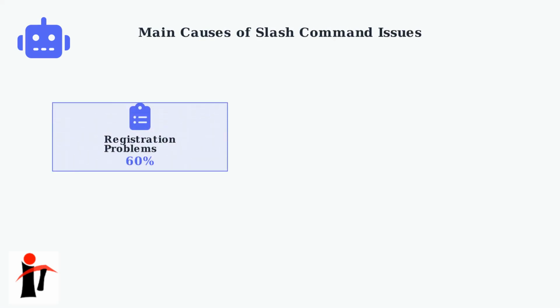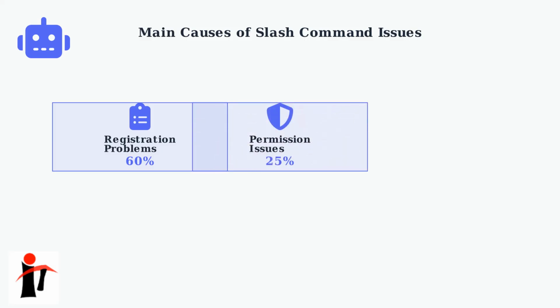Let's break down the three main categories of slash command problems you're likely to encounter. Registration problems account for 60% of slash command issues. These occur when commands aren't properly registered with Discord's API or when there are problems with your application ID or bot token. Permission issues make up 25% of problems. This includes insufficient bot permissions in servers, missing required scopes, or channel-specific permission conflicts. Only 15% of issues are actually code implementation errors, such as improper interaction handling or missing response acknowledgements.